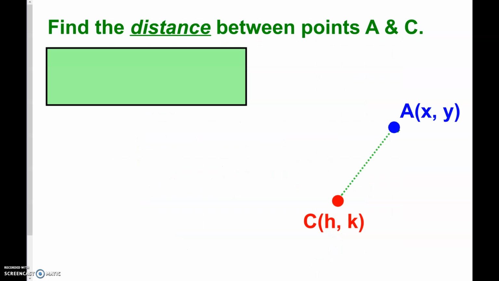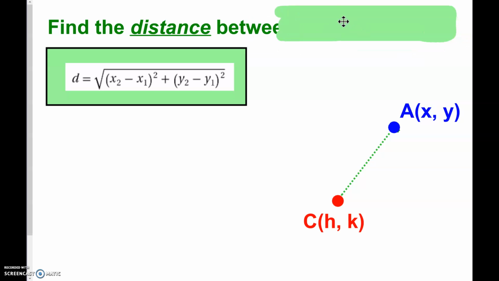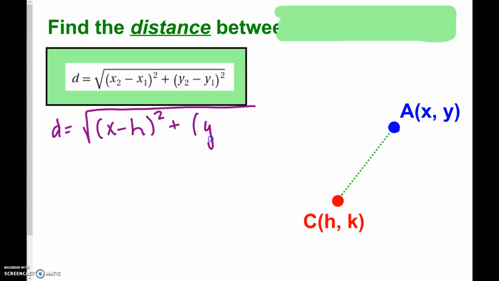All right, so let's find the distance between point A and point C. The distance formula, just as a quick recollection, is distance equals the square root. So I'm going to start filling this in, starting from point A to B: distance equals the square root of x minus h quantity squared plus, from my other point, y minus k quantity squared. Now, actually what I can do is square both sides.